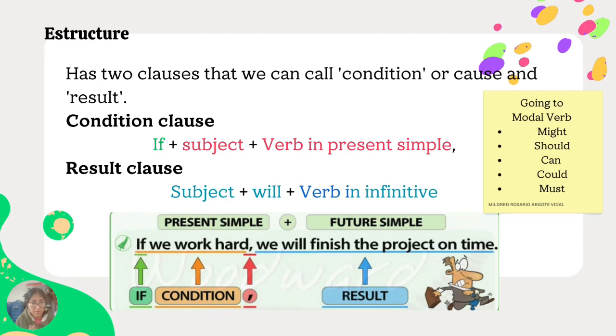Okay, an example: if we work hard, we will finish the project on time. We have the if plus the condition clause, we work hard, comma, and the result clause, we will finish the project on time. Okay.